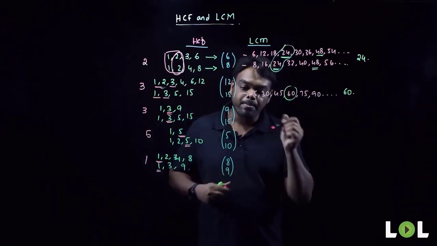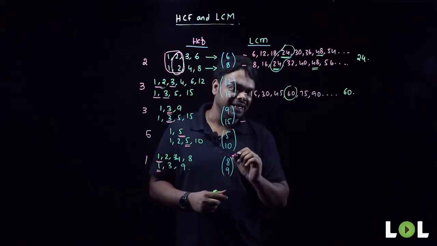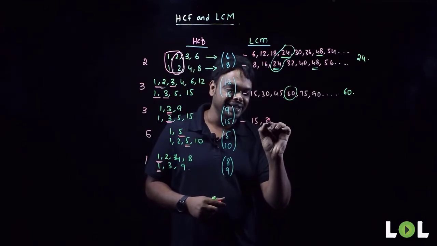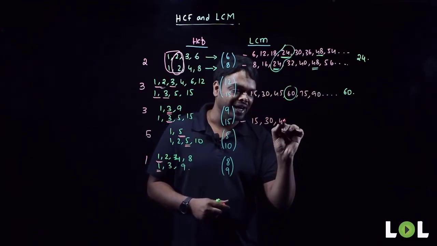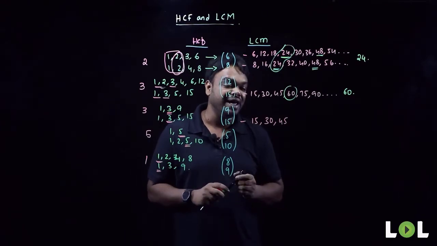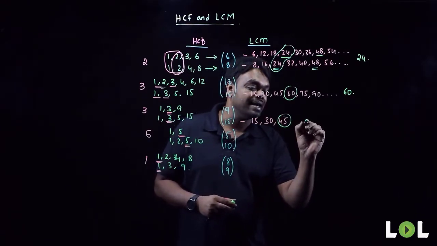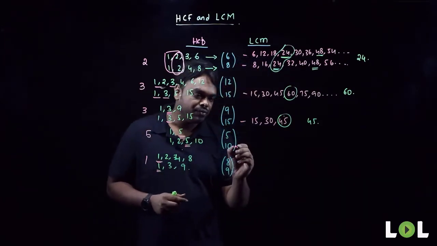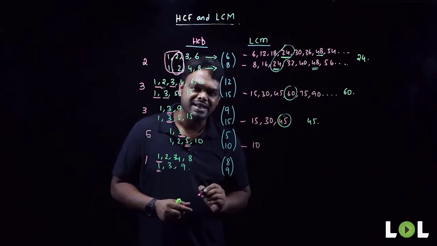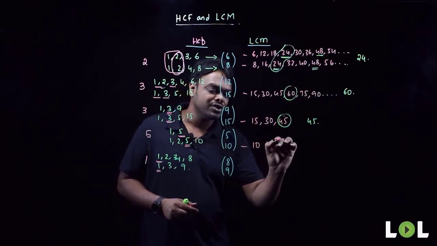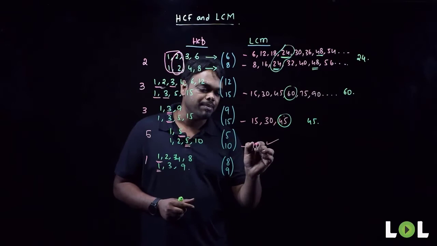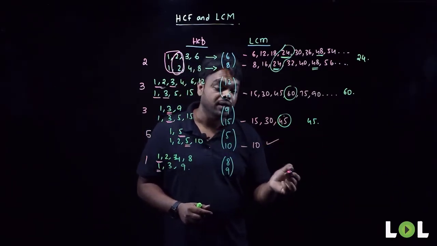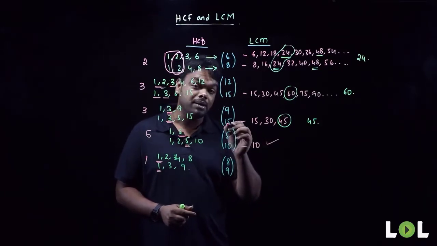If I go with 9 and 15, again, start writing the multiples of the biggest number. Now 15 divisible by 9? No. 30 divisible by 9? No. 45 divisible by 9? Yes. So 45 is the LCM of both 9 and 15 in this case. Now for 5 and 10, the first multiple is 10. Is 10 divisible by 5 as well? Yes, of course. So 10 itself is the LCM of both 5 and 10. Now you can go further, 10, 20, 30 and all. Doesn't matter. The very first multiple of 10 is divisible by 5 as well.